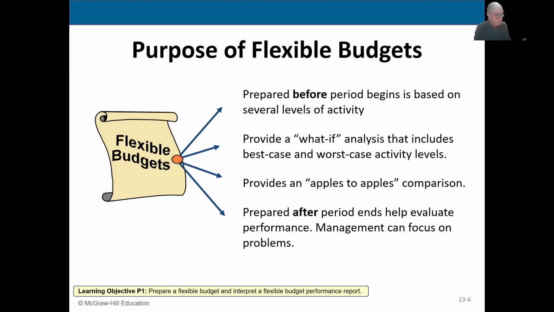You could also say best case, worst case. Best case being 100%, worst case being 60%, and the average being 80%. You see what I'm saying? Different levels. It's different levels. And it's based off of the level of activity. So after the accounting period ends, we evaluate based off of the performance. That's why I like flexible budgeting. We can make adjustments.